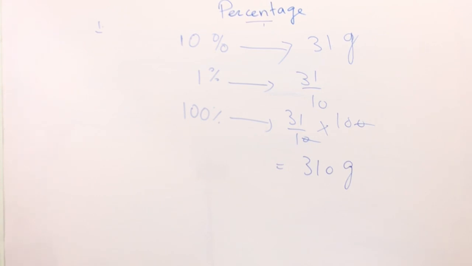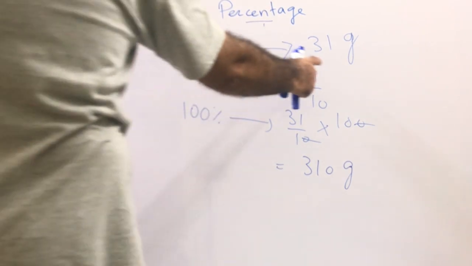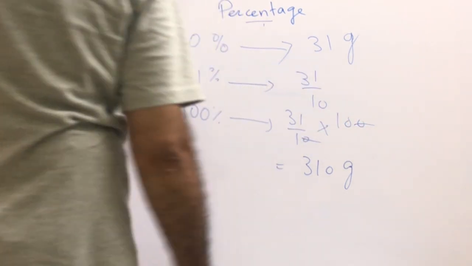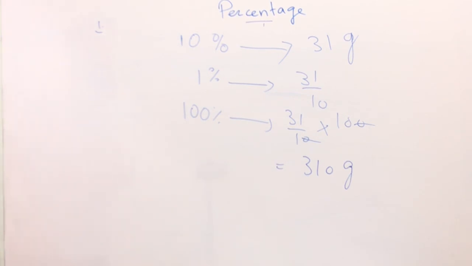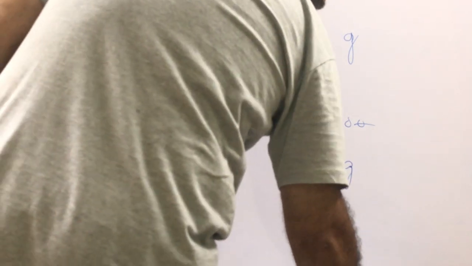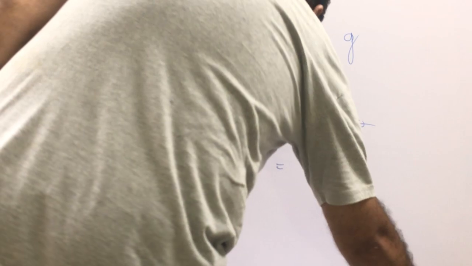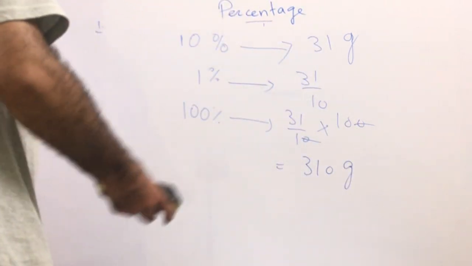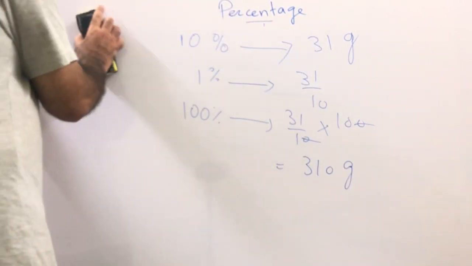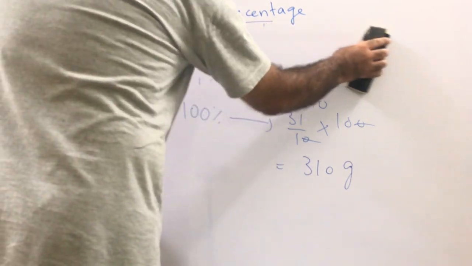Then we need to calculate the 100%. If we have 1% as 31 over 10, which is a very small amount, then to know the 100%, we just multiply 1% by 100. We simplify and we get the answer 310 gram. This is the answer for this question. So now we'll go to the next page.